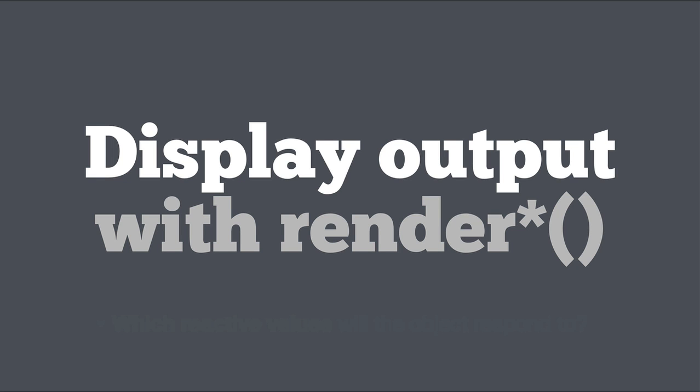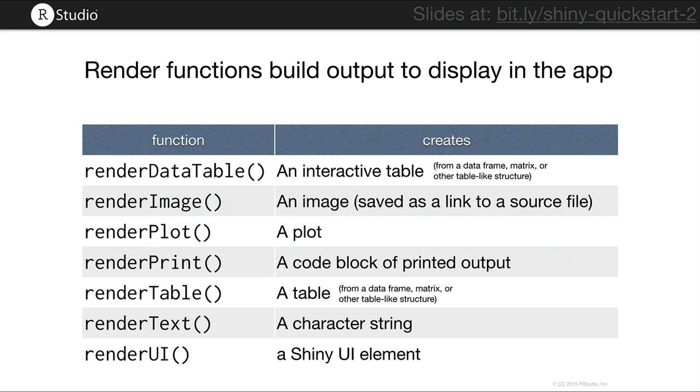The first set of functions in the reactive toolkit are the render functions, which you've already seen in the last webinar. Shiny comes with a family of functions that each create a certain type of output that you can display in your final Shiny app. The most common of these functions are probably renderPlot, renderTable, and renderText, and they build something that can actually be displayed.